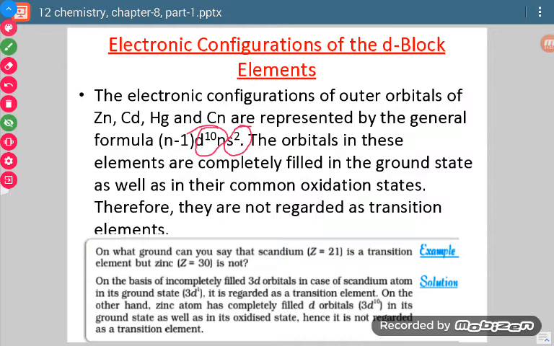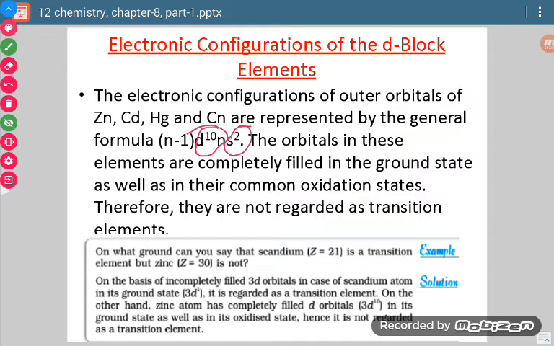So since they do not fit the definition, what is the definition? That there must be the presence of an unpaired electron in the d orbital. In all these four cases, there is an absence of unpaired electrons in the d orbital. So they are not regarded as transition metals. Sometimes we are asked why they are not regarded as transition metals. So we will say that they have a fully filled valence shell, so they are not regarded as transition metals.